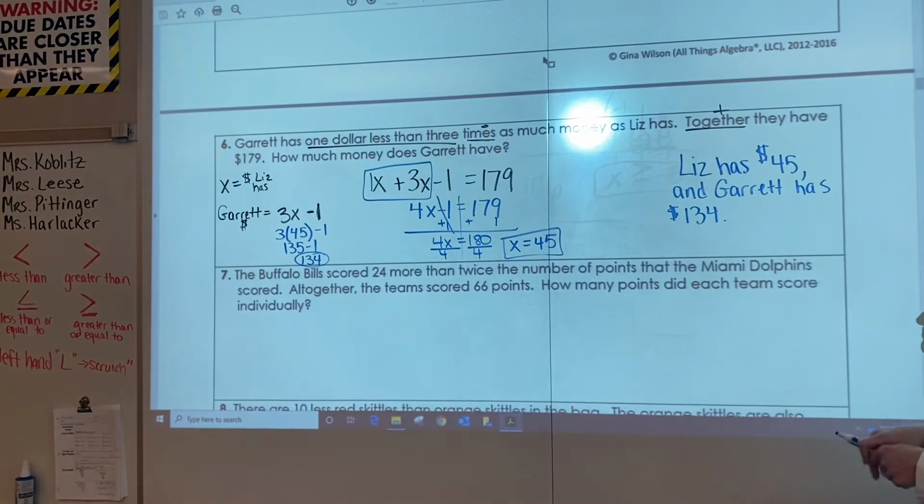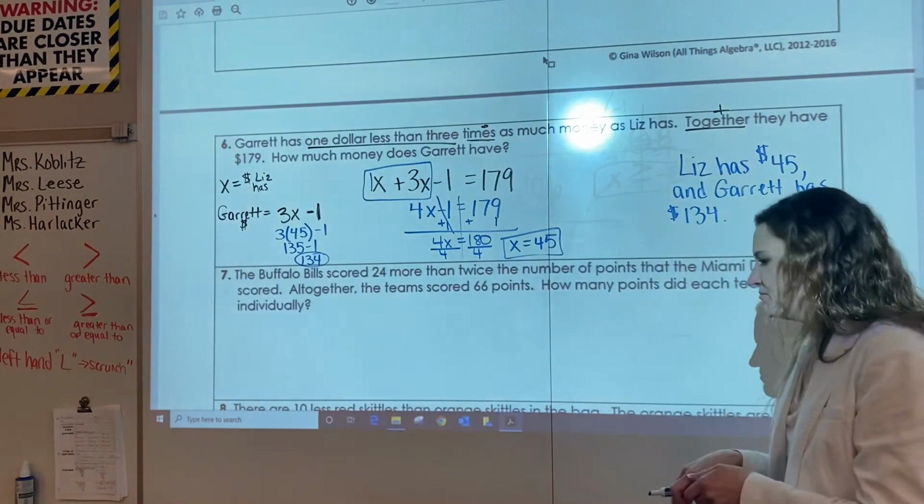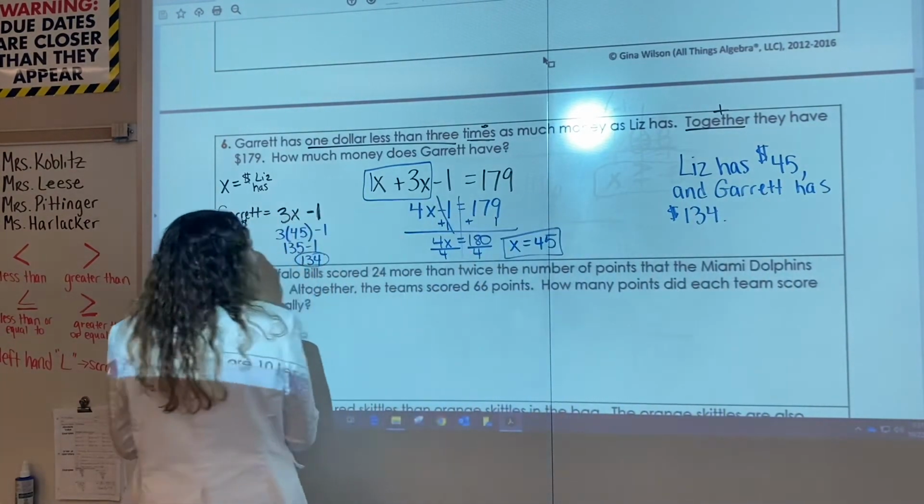Not too bad. Oh, here's a football one. Personally, I know nothing about football. Nothing at all. But I know everybody likes it.